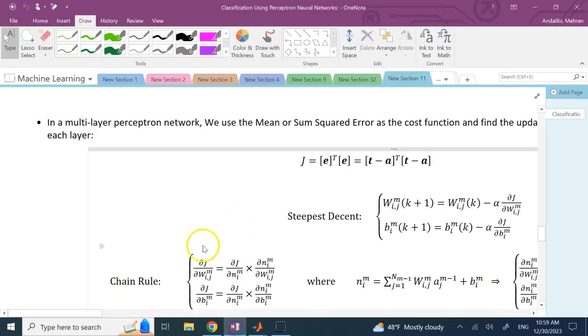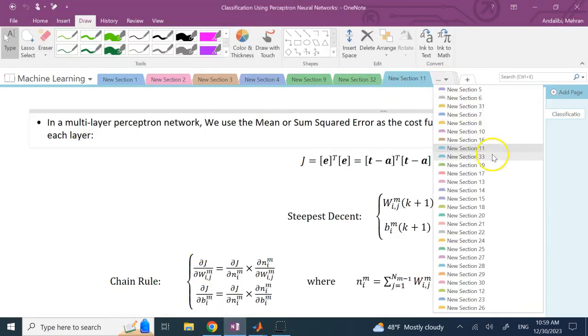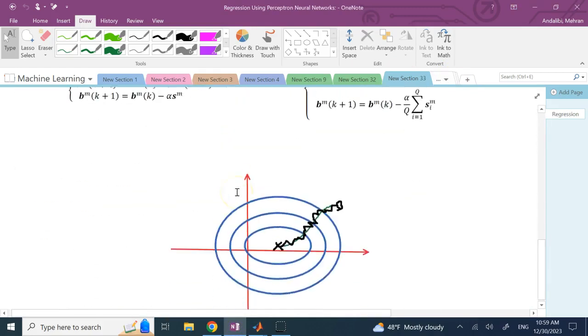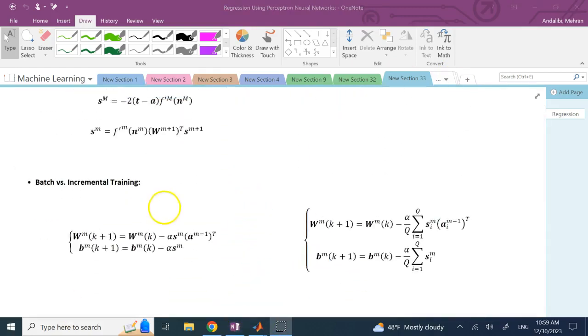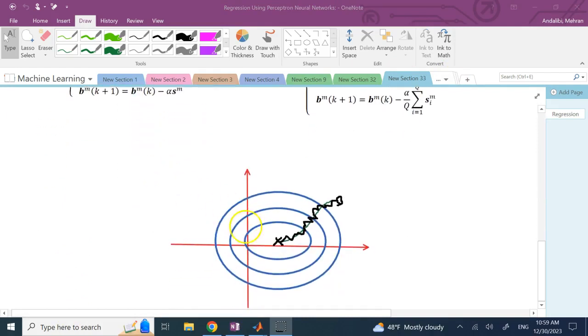So I just wanted to clarify this for you, this batch update versus the incremental update. If these are the contours of the cost function, and this is a W-B space, so this axis is W and this is B, of course assuming that you only have one of each. And this is your start point here in this circle, and then that X here at the center is the global minimum.